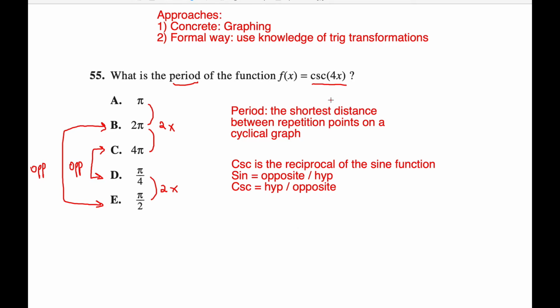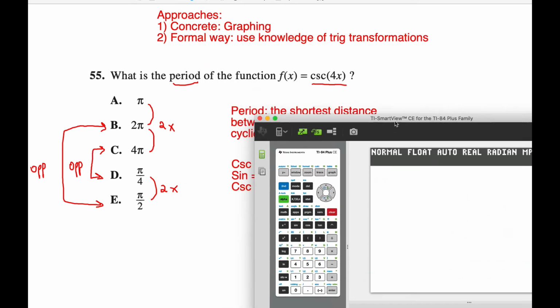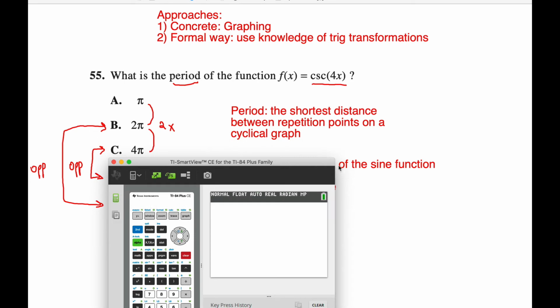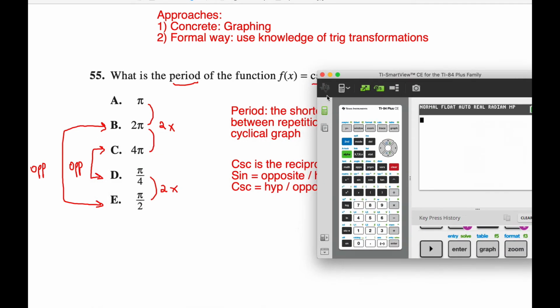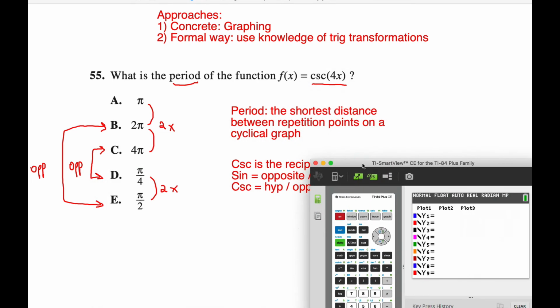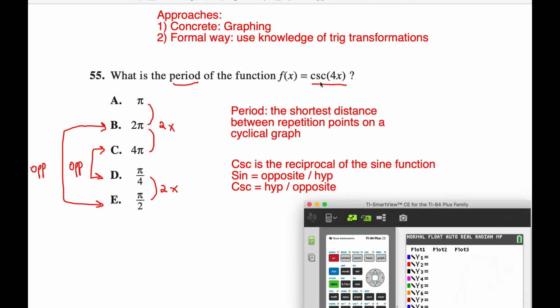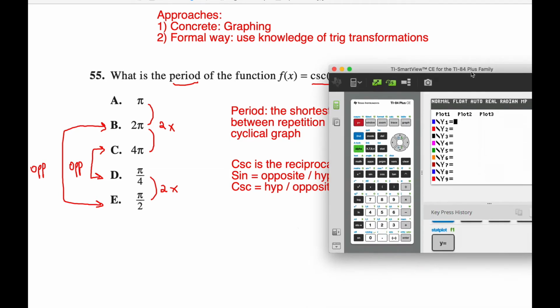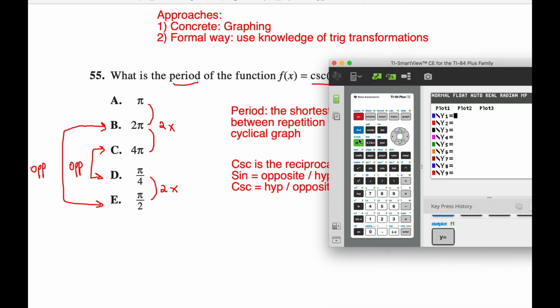The next step is to realize that since a period is just this distance, the shortest distance between repetition points on a graph, we can actually just graph this function and visually count what the period is. I'm going to take out the calculator here. We're going to go to y equals in order to graph this. Then the other thing that we need to know in order to graph this is how to input cosecant into our calculator, because the TI-84 at least does not have a cosecant button.